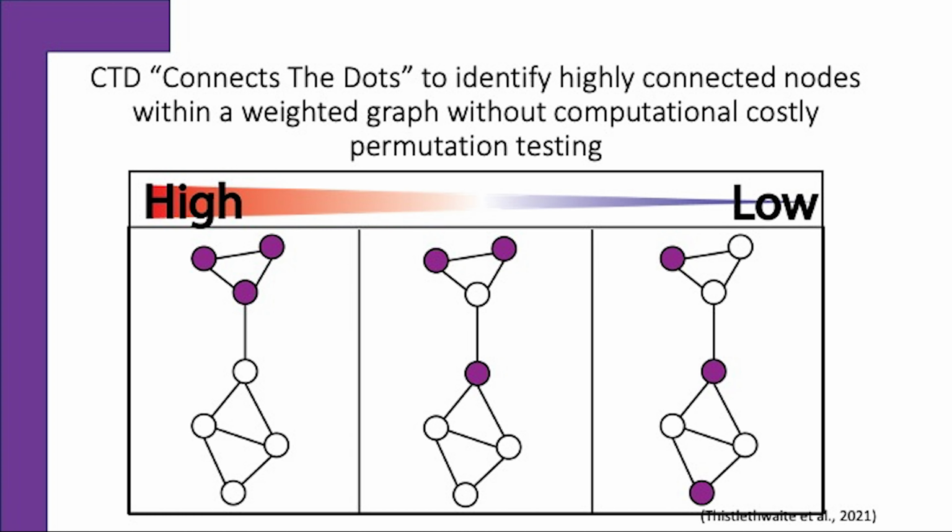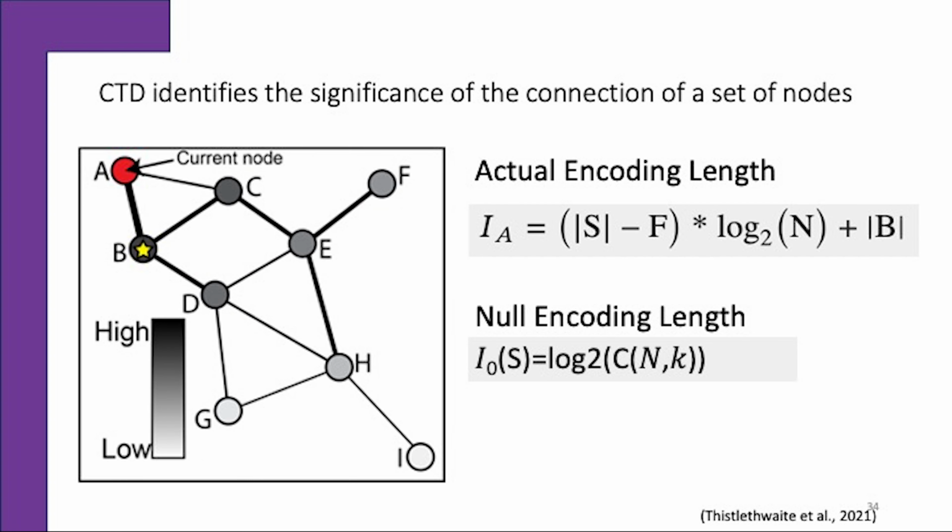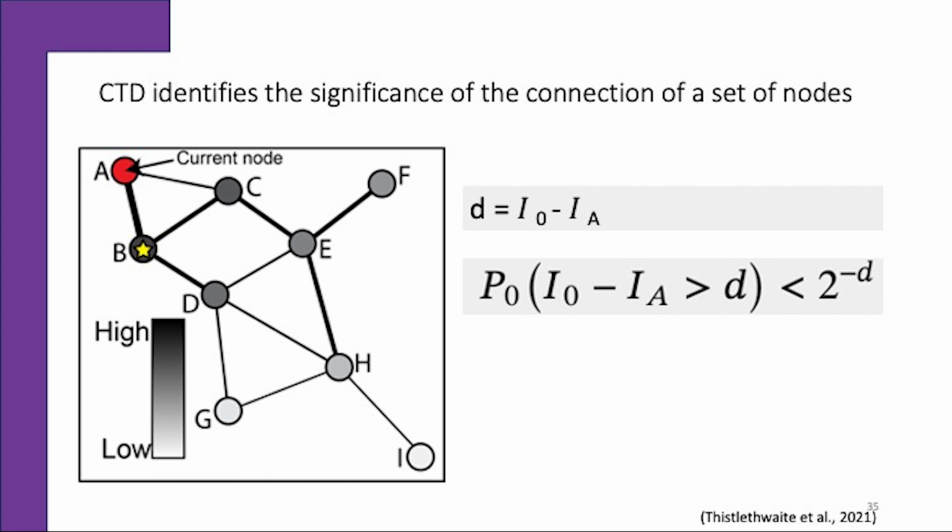One of the advantages of CTD is that it allows us to calculate the p-values of highly connected sets without using computationally costly permutation testing. And CTD does this by allowing us to compare the actual encoding length, or how concisely a set of nodes may be encoded, versus the null encoding length. This allows us to calculate a p-value for each set of nodes.